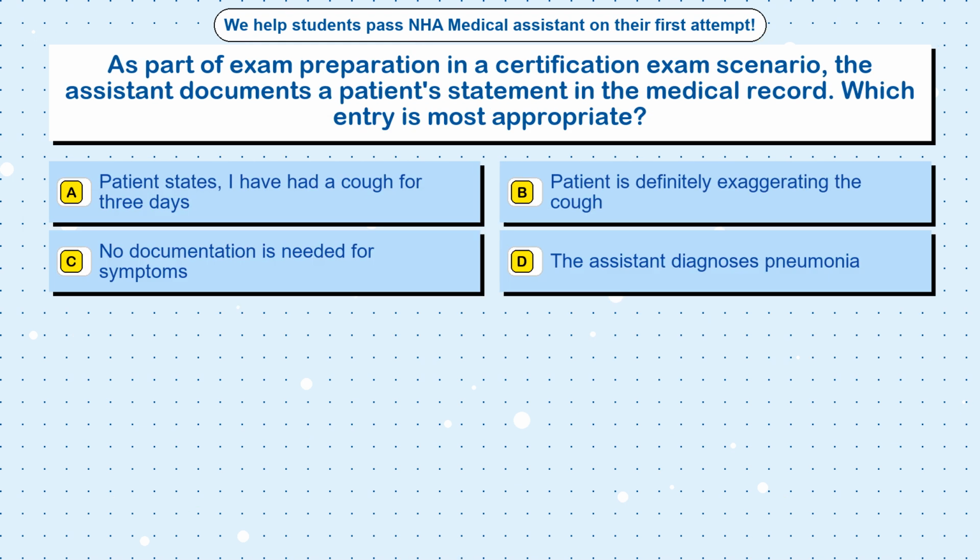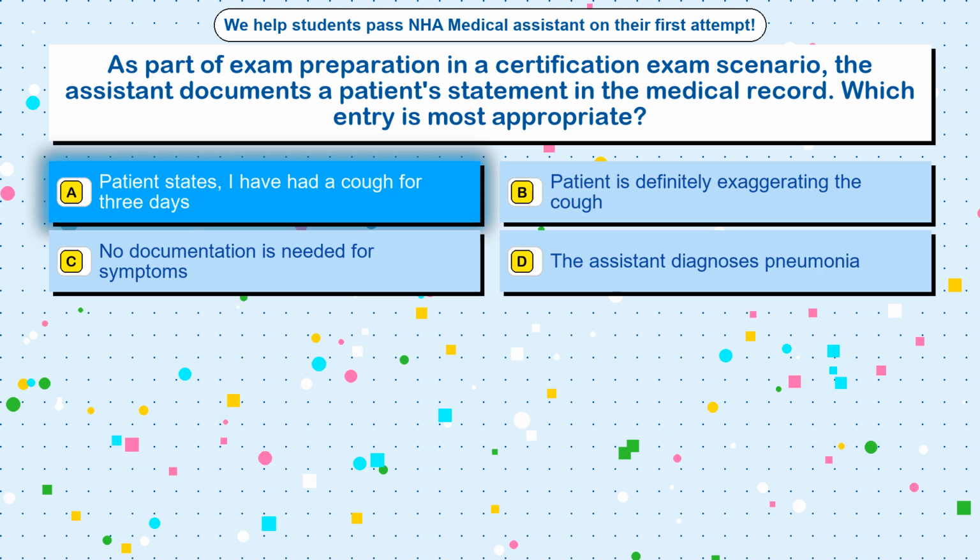Question 56. As part of exam preparation in a certification exam scenario, the assistant documents a patient's statement in the medical record. Which entry is most appropriate? Option A, patient states, I have had a cough for 3 days. Option B, patient is definitely exaggerating the cough. Option C, no documentation is needed for symptoms. Option D, the assistant diagnoses pneumonia.